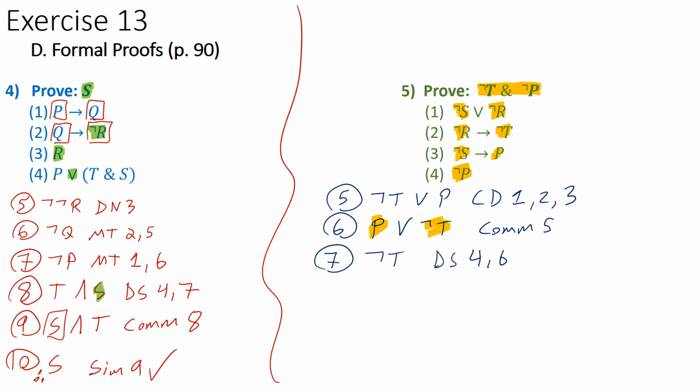Well, now we have this not T, and we have this not P up here, so let's just combine. So for 8, it does follow that not T and not P by the conjunction of lines 4 and 7.